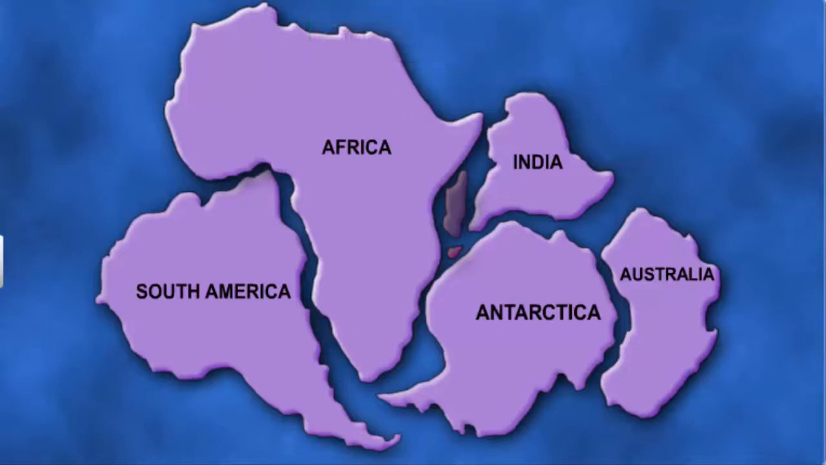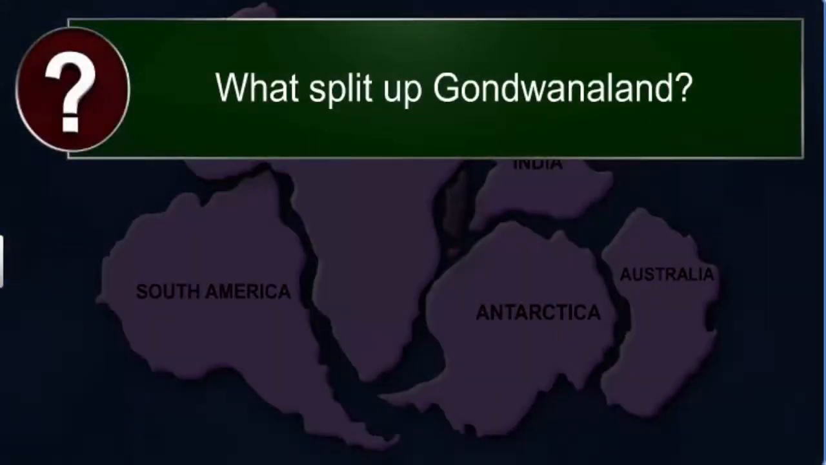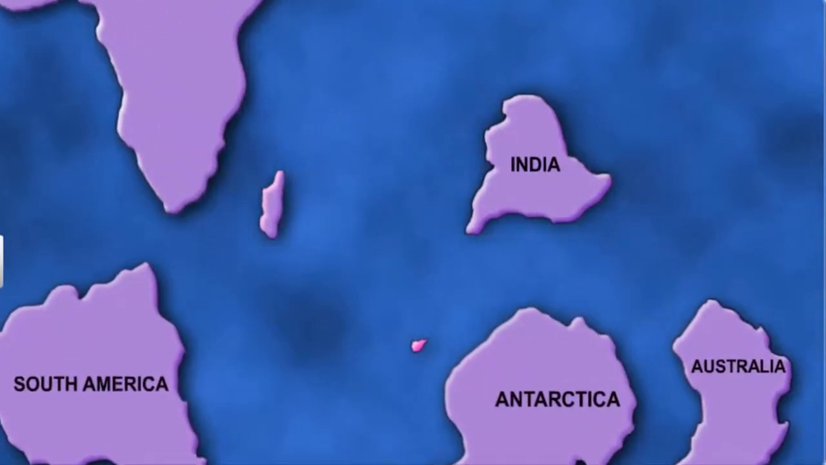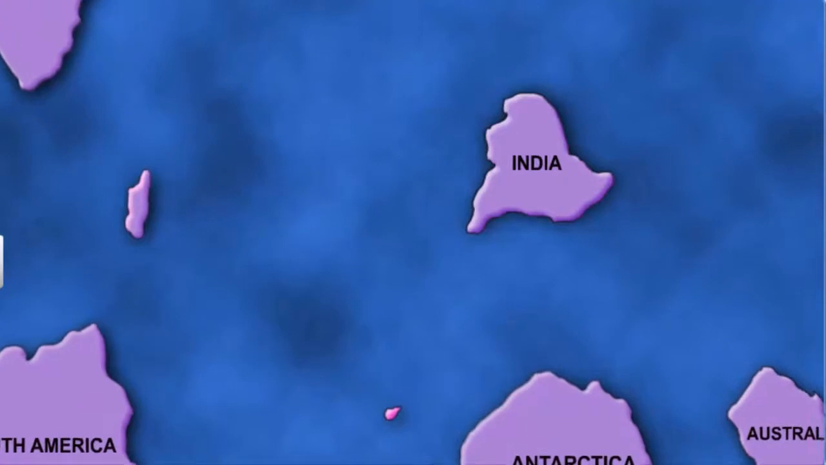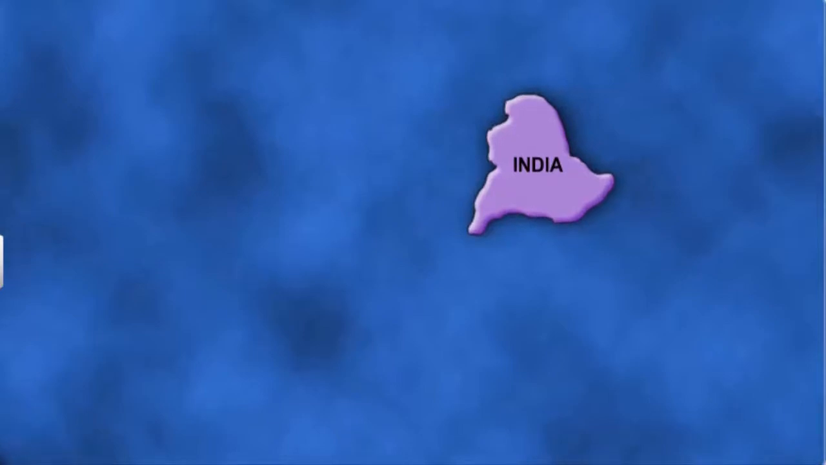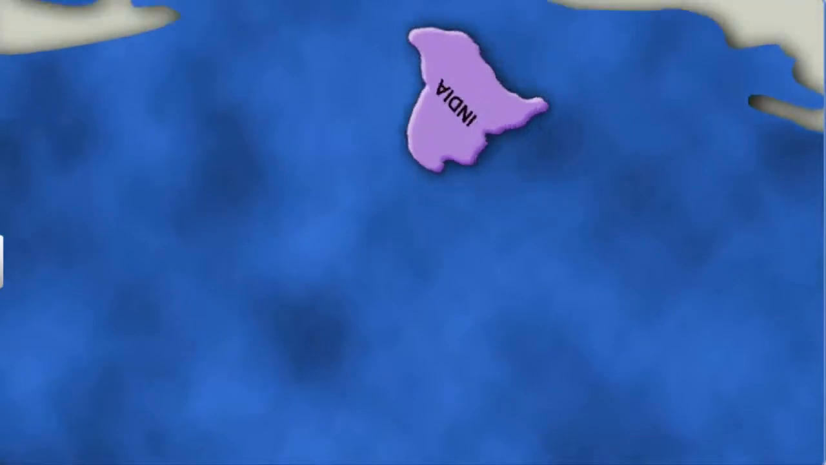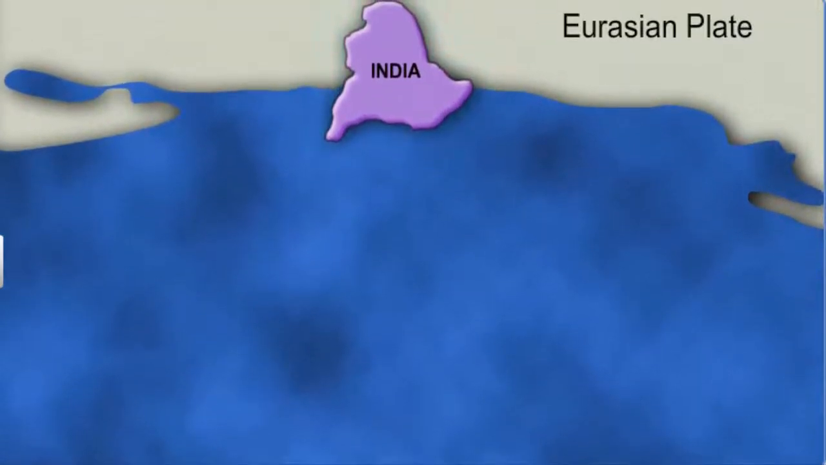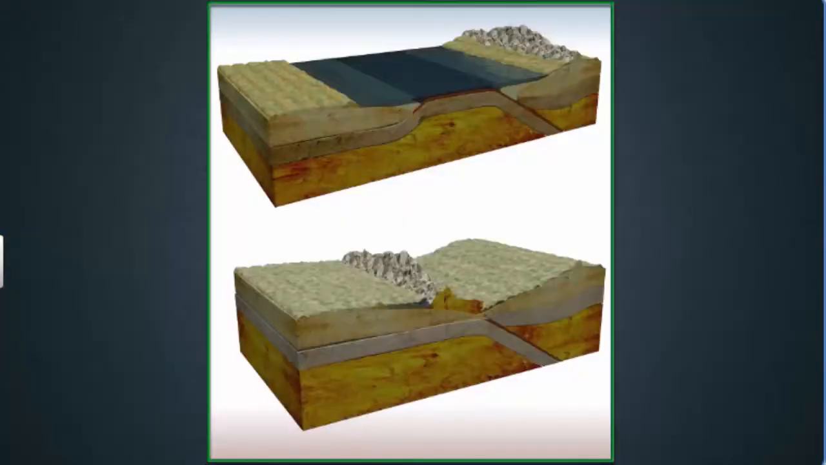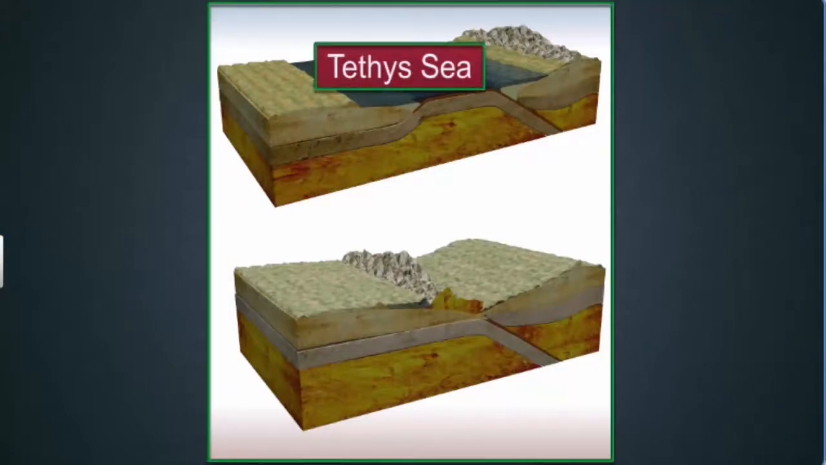What then happened to split Gondwana land? Convectional currents split up the crust of Gondwana land into smaller parts, of which the Indian plate was one. The Indian plate drifted north till it collided with the Eurasian plate. The collision caused the sedimentary rocks in the Tethys to be lifted upwards. This is how the Himalayas were formed.